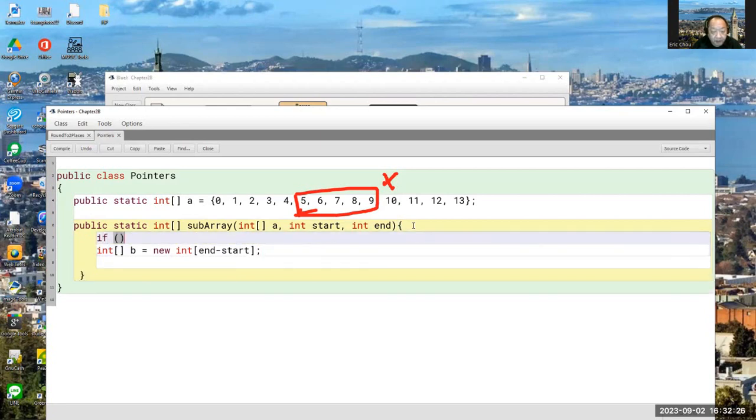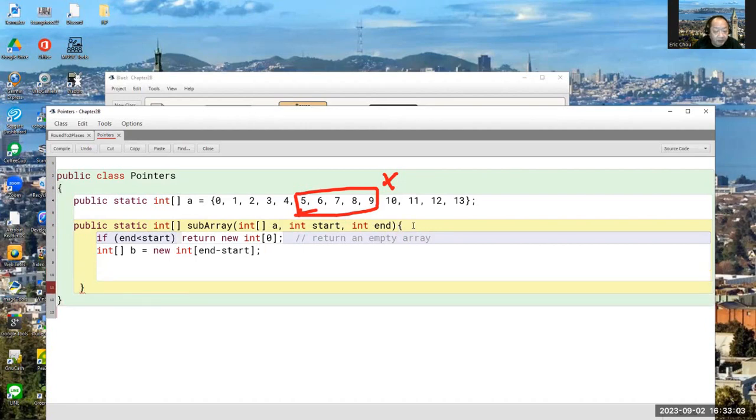If end is less than start, then we will return a new integer array. I'm sorry, don't do this. Let's do integer array of size 0. You return an empty array. Now, if empty, we return the empty array. If not empty, we'll return B.